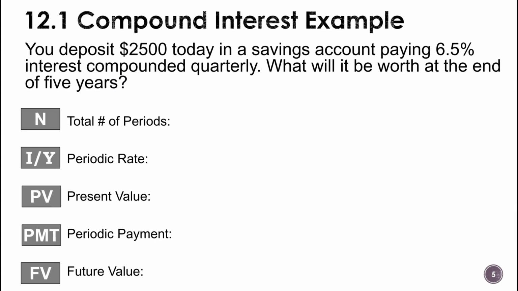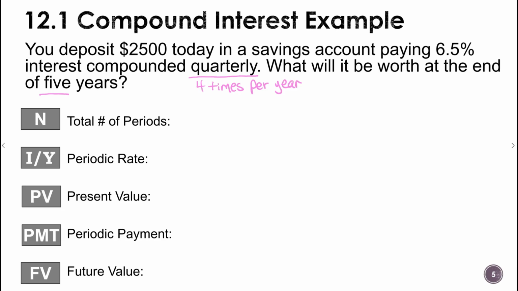Okay, so we're going to look at this example and just identify a few things here. You deposit $2,500 today in a savings account paying 6.5% interest compounded quarterly. What will it be worth at the end of 5 years? And so we're going to name all the parts here. Notice that it tells us that it will be for 5 years, so that's important. But not only that, how often is it compounded? Quarterly means 4 times per year.